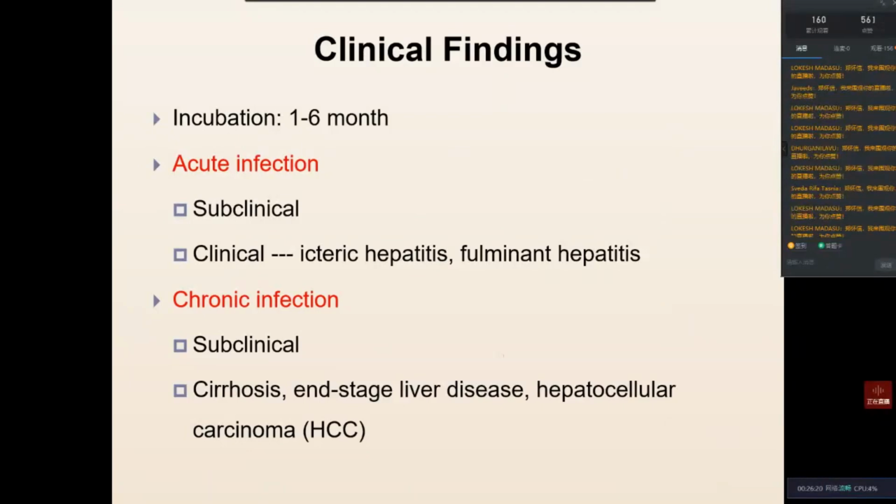But this doesn't happen in everyone. In some patients, the immune system can clean out the virus and the patient can recover. But some patients can develop into chronic infection, so they become a carrier of the virus. And the virus can be detected in their blood, in their liver for a long time. And during this time, the patient will look healthy, but later this chronic infection might cause future problems, including cirrhosis, end-stage liver disease, like cancer in the liver, including like carcinoma. So these are the clinical results of HBV infection.